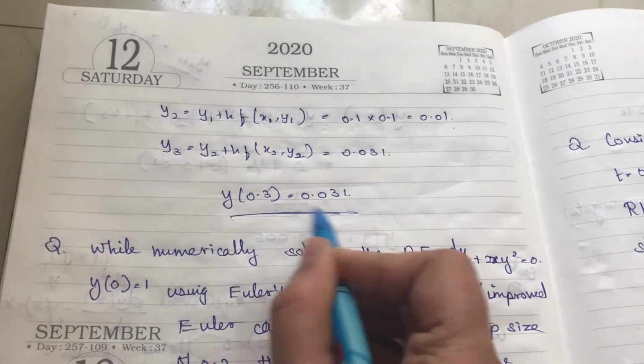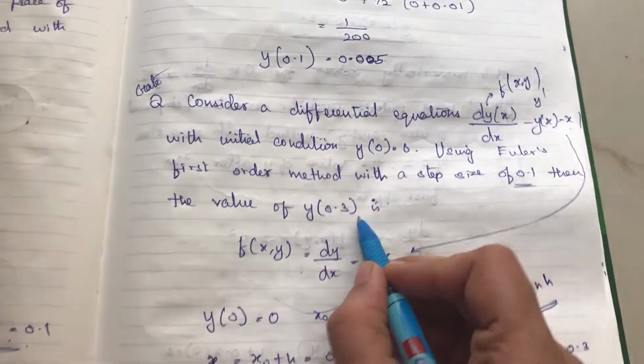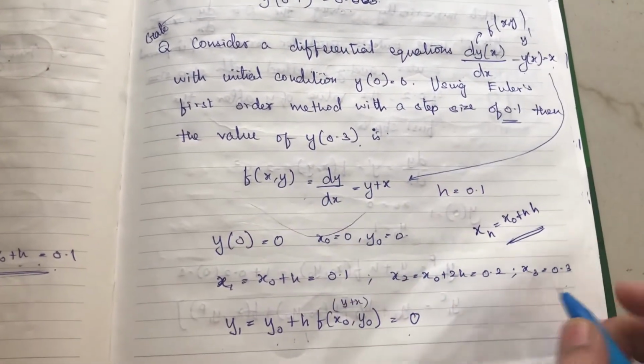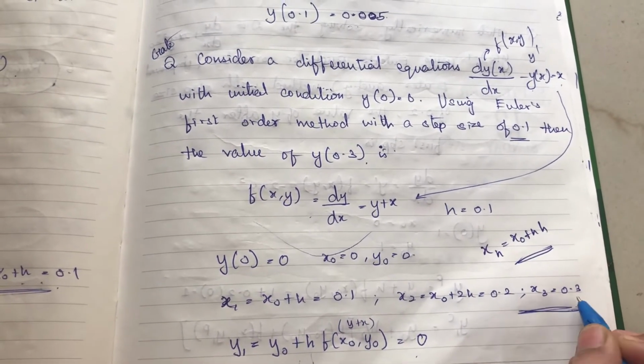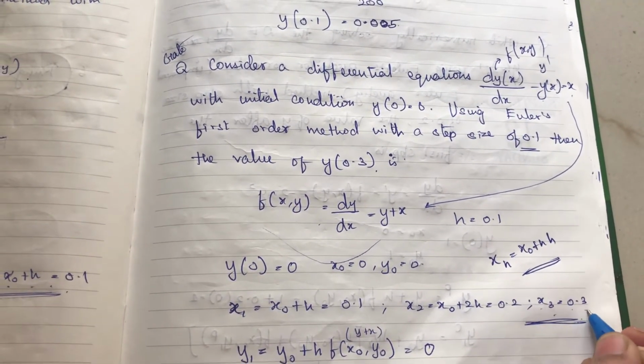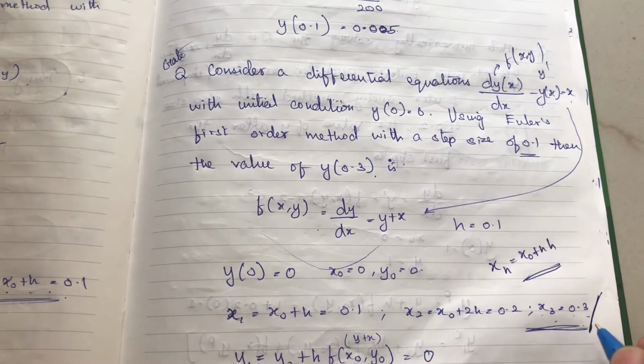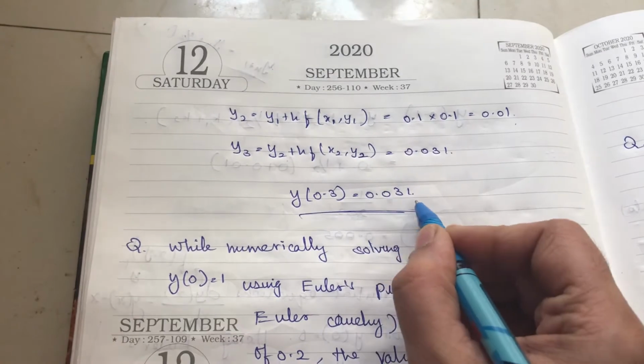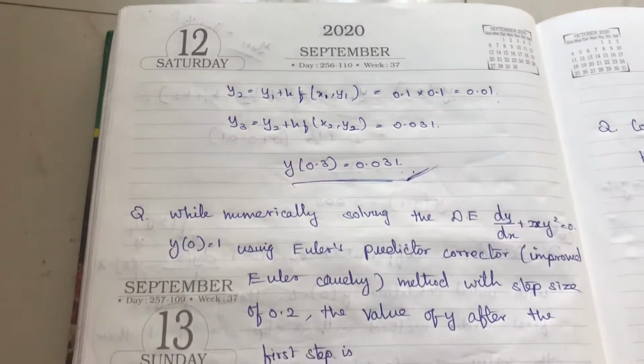So this is the answer. They have asked for the value at 0.3, right? So what is the value here? The last value, x3, is 0.3. So we need to finish up to this, find the value, and you will get the answer as 0.031. So this is the answer.